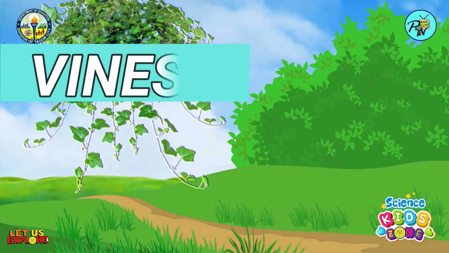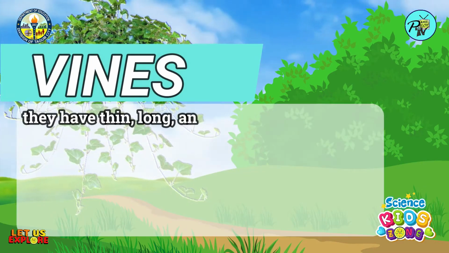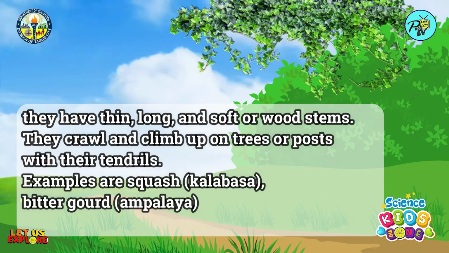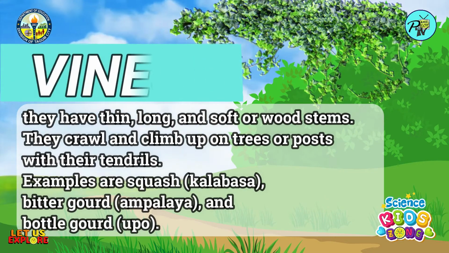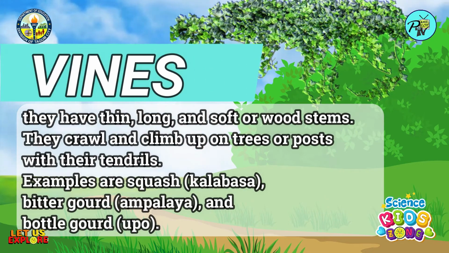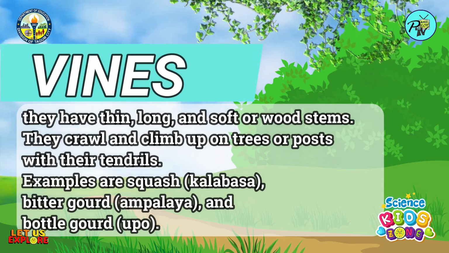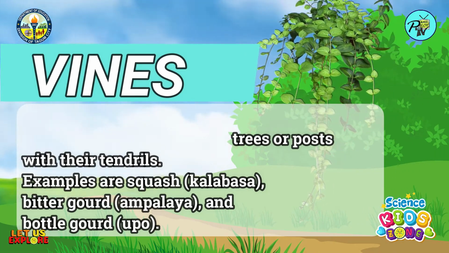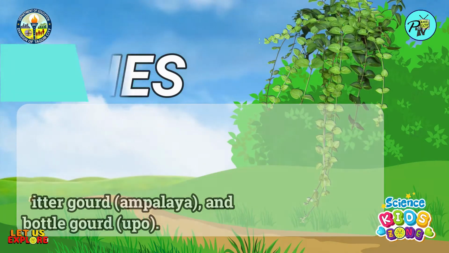Let's talk about vines. They have thin, long, and soft or woody stems. They crawl and climb up on trees or posts with their tendrils. Examples are squash or calabaza, bitter gourd or ampalaya, and butter gourd or opo.